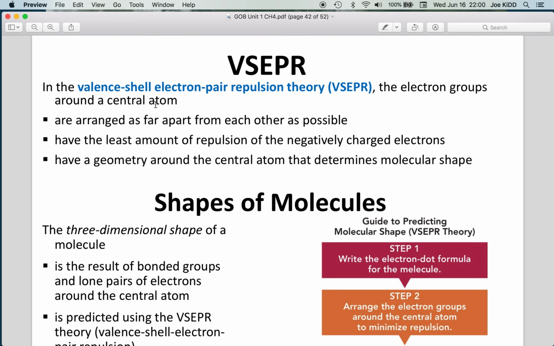The electrons that are around a central atom are going to try and arrange themselves in a way that will put them as far away from each other as possible, while they're still being tethered to that atom.